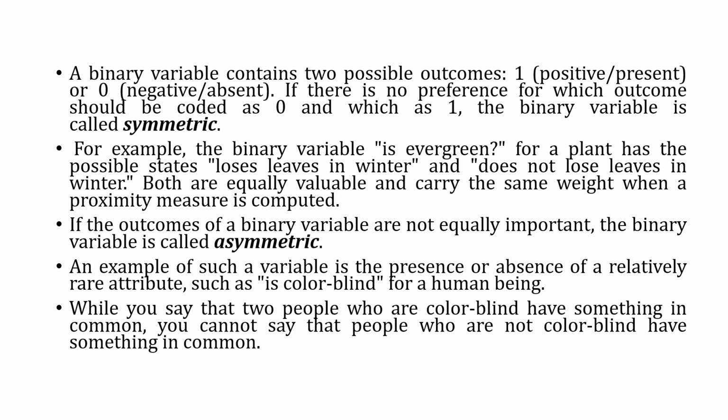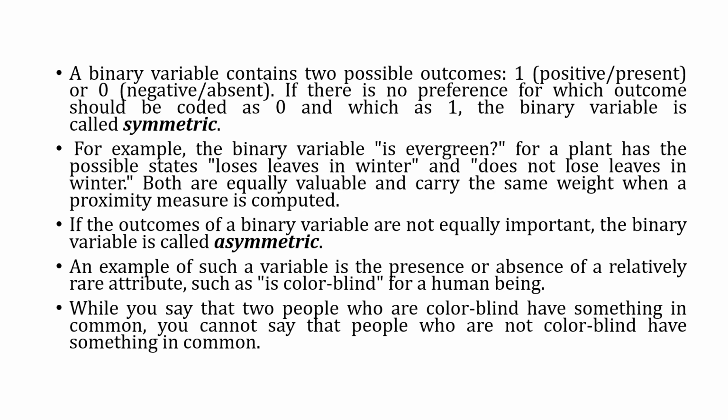No, nothing like that. You do not have any preference or priority or any rule that male should be 0 and female should be 1, or female should be 0 and male should be 1. So you cannot give any preference. In that case, the binary variable is symmetric. For example, if the binary variable is evergreen, a plant has the possible states loses leaves in winter and does not lose leaves in winter. Both are equally valuable and carry the same weight when a proximity measure is computed.